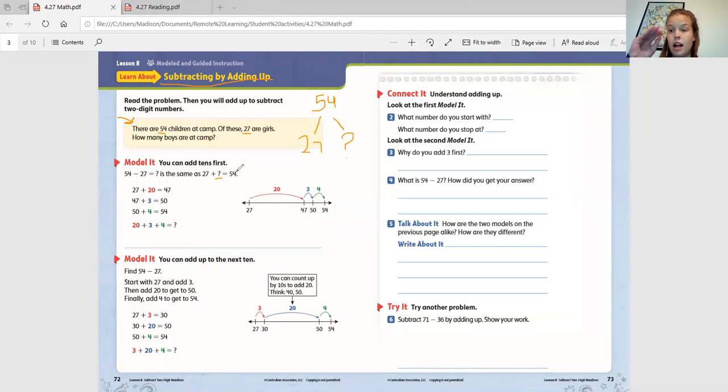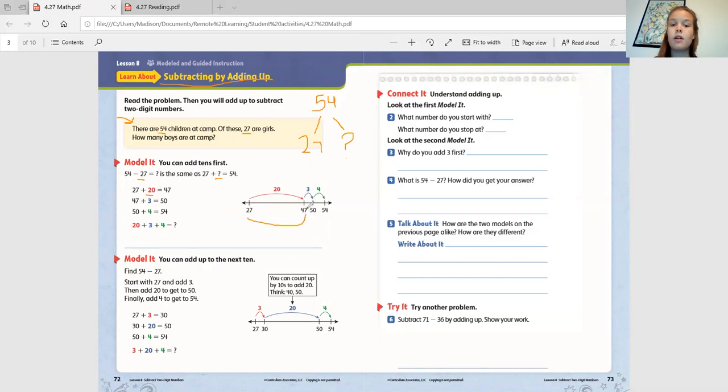That's how we add up to subtract. We start with the smaller number, what we're subtracting by, and add up. So this one has us doing 27, and it has us jumping all the way, adding the tens first. It has us jumping from 27 to 47 by adding 20. See that right here? And see that big jump right here.